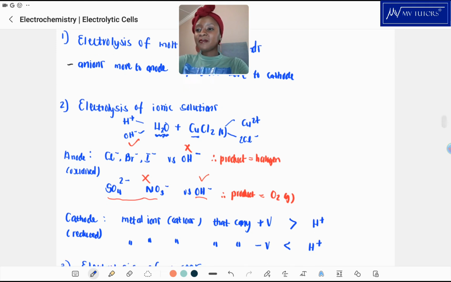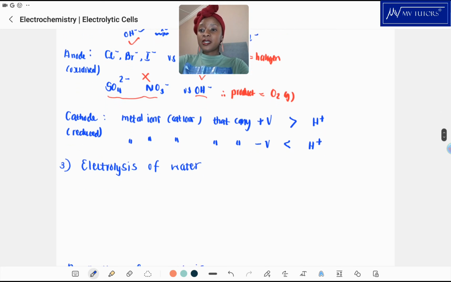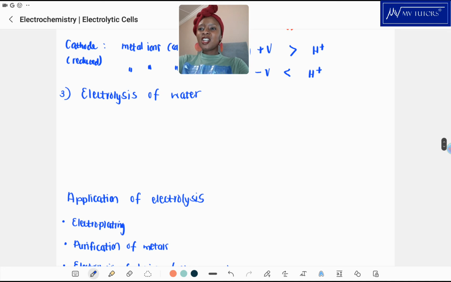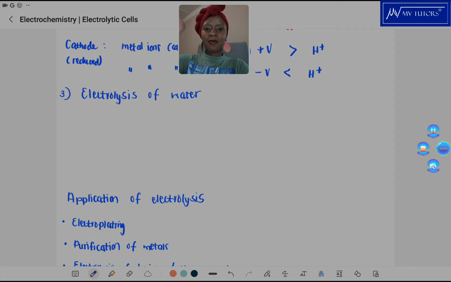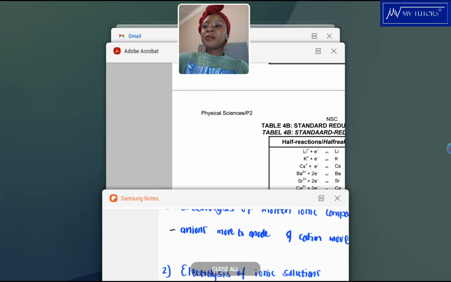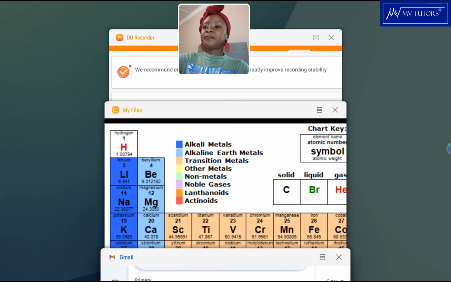Now we get to the electrolysis of water. This one is not really major. I haven't really seen it being asked about so much in exams, but we have to cover it. Before we do the electrolysis of water, I wanted to show you guys on the periodic table which ones are your metals.